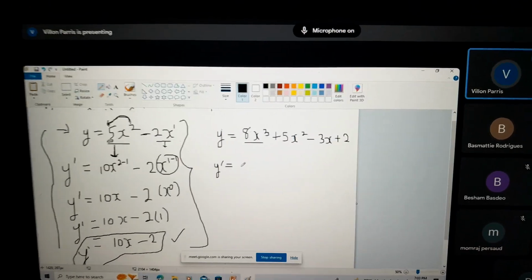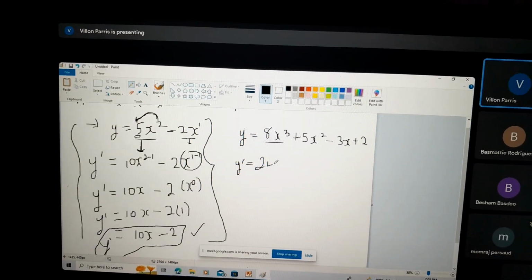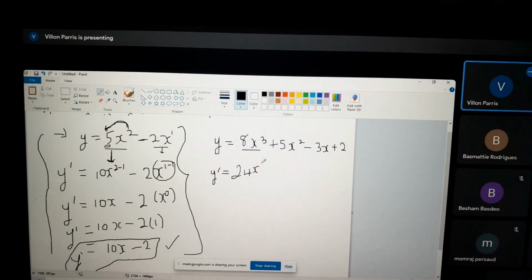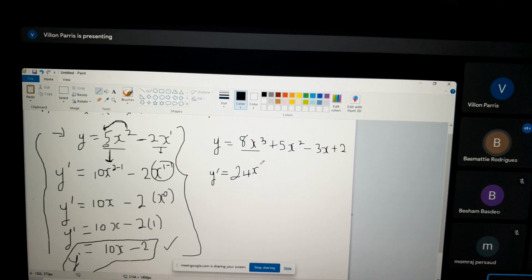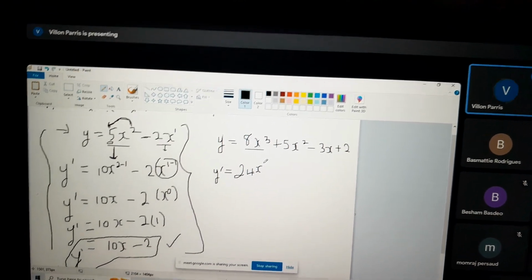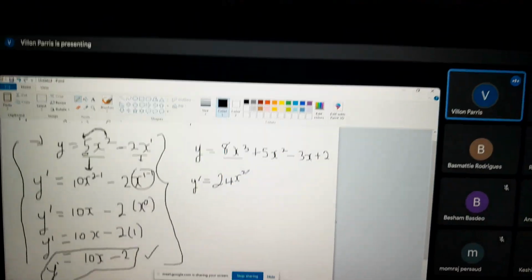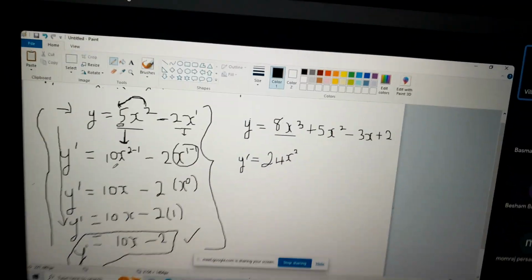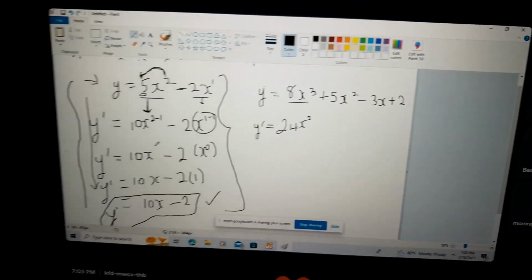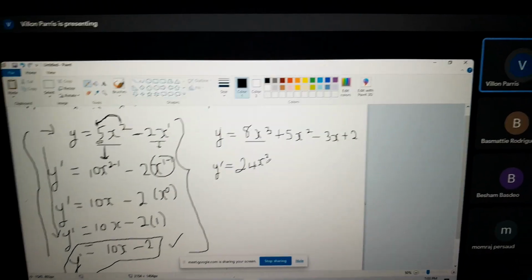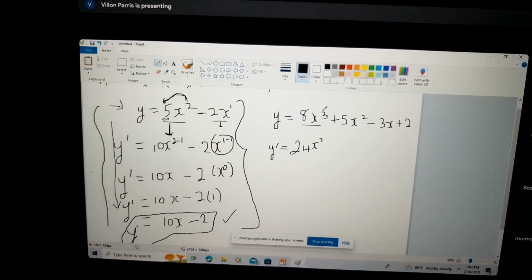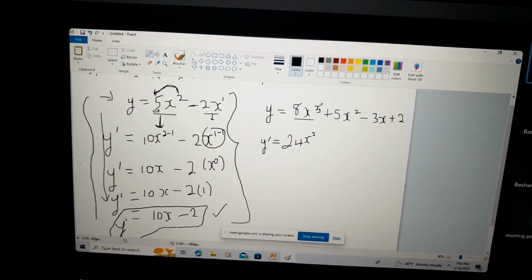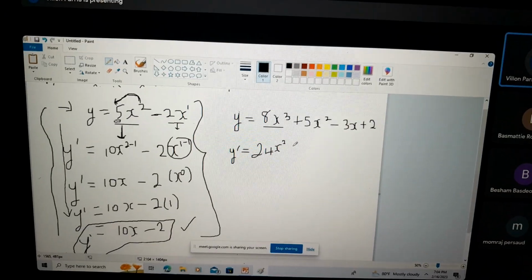24. Good. 24x. I'm listening for one more thing. To the second power. The power will be 3 minus 1, and that will give us 2. Good. So you don't have to go through this rigorous process. I just did this so that you'll understand why we ended up where we are. Right? So that's what I'm showing you now. Once you get the rule, you just apply 3 times 8 is 24 and you lessen the index by 1. So we're done with this part. Next.